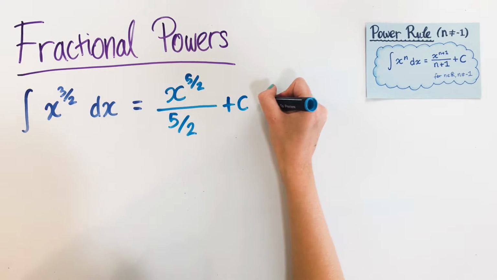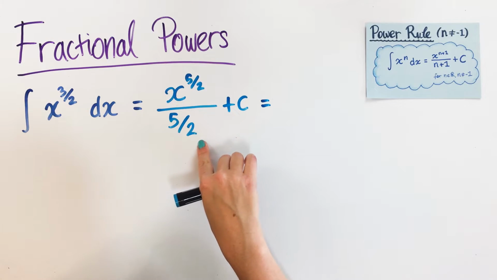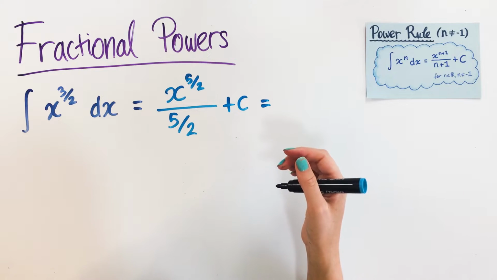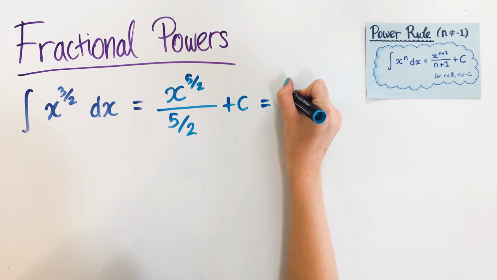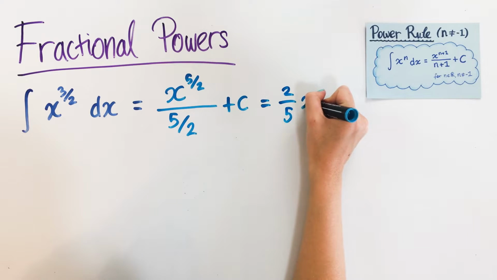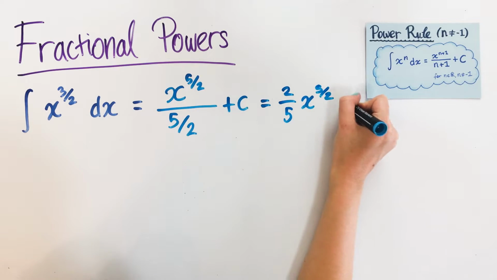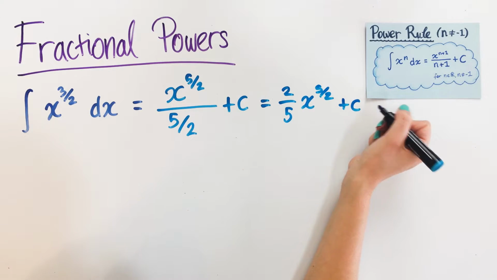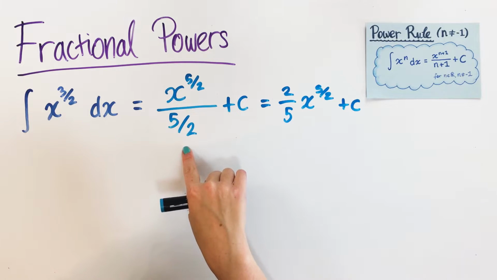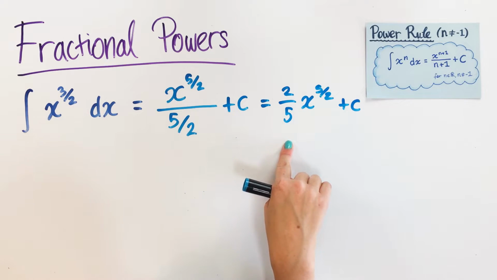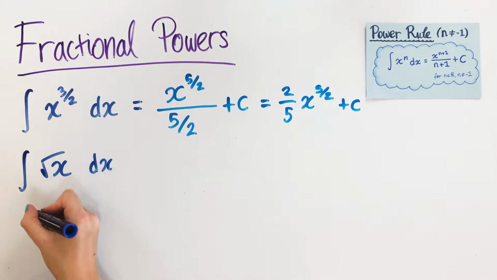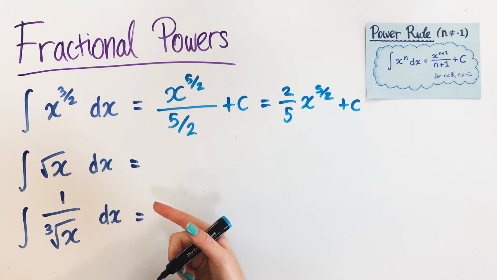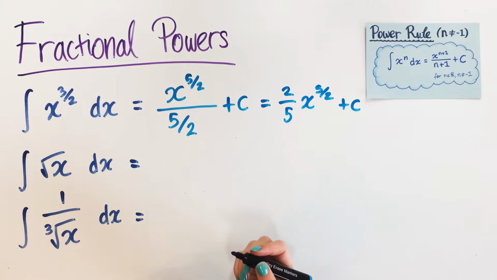But we can simplify this a bit more, because if we divide by a fraction, this is the same as multiplying by 1 over that fraction. So this is going to be the same as 2/5 x to the power of 5 over 2 plus c. Have a play around to make sure you're happy with that step of moving the fraction up here. Here are 2 more examples. Again, you can pause the video and try them yourself or watch me solve them now.